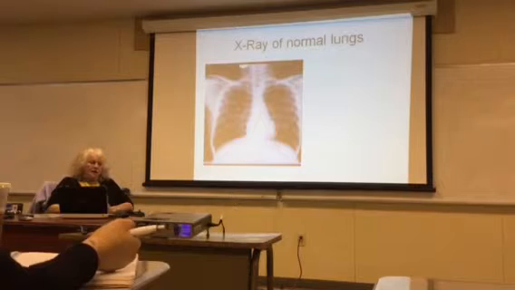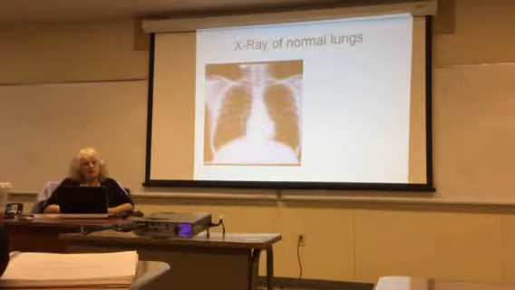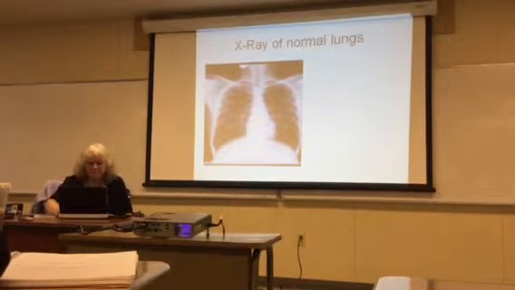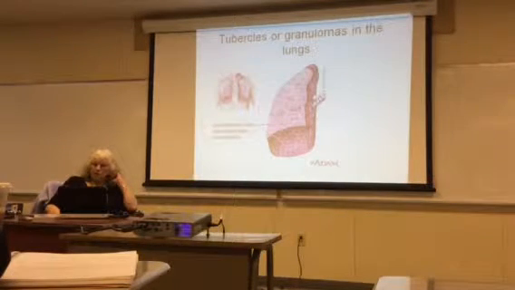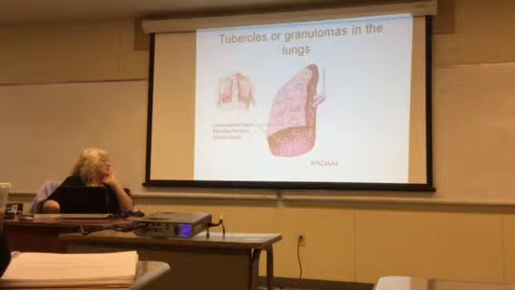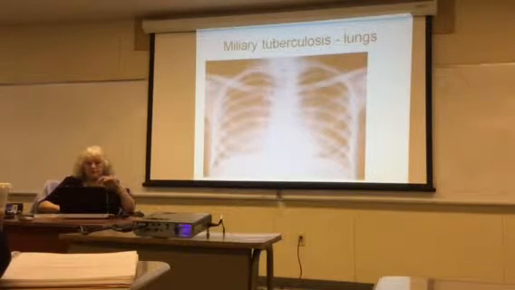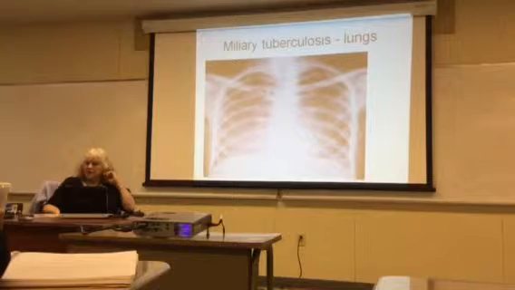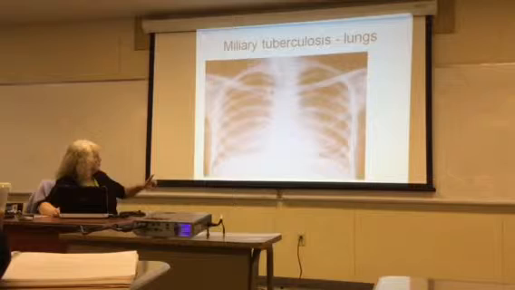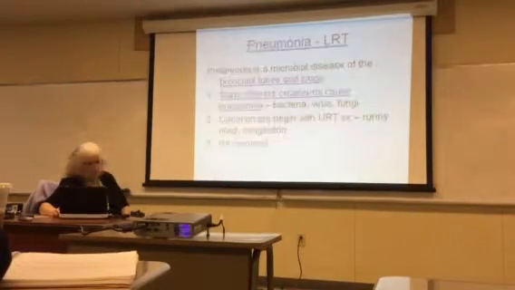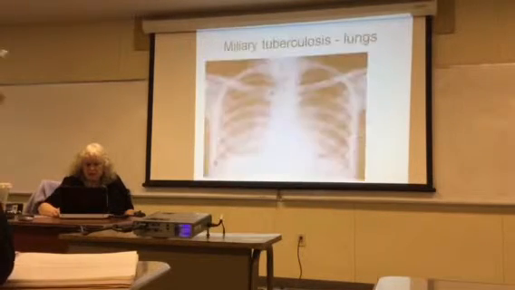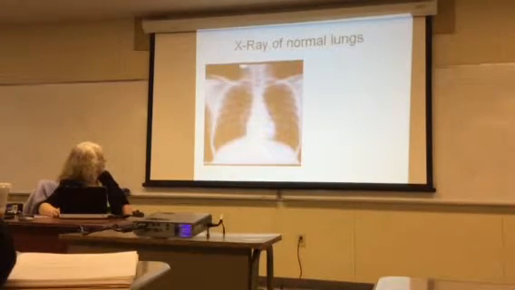Here's a picture of a normal x-ray of lung. When you see a lung x-ray, you want to see dark, empty space. So that's a normal one. And this is showing you the tubercles or granulomas in the lung. And now this is a picture of somebody that has miliary tuberculosis in the lung. And you can see that is lots of spreading out there into the lungs as opposed to, oops, going the wrong way. As opposed to that one. You can see how nice and clear those lungs are.